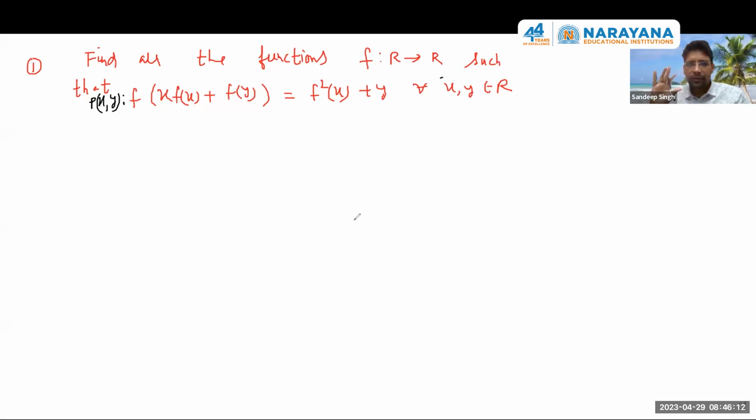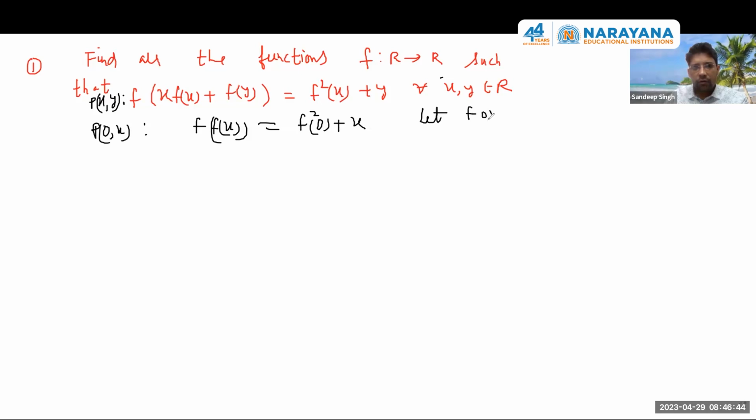So now what can we do? Let us try to visualize. I can put x equal to 0. Zero is one such number which you should obviously always try putting into the functional equation. So what will be P of 0 comma x? That will be f of f of x, equal to f square 0 plus x. Now f of 0 is a constant, so let me substitute it as a.